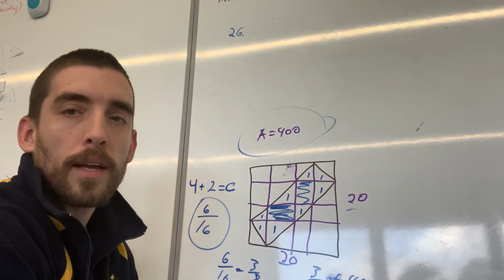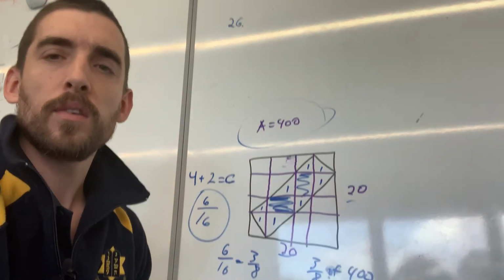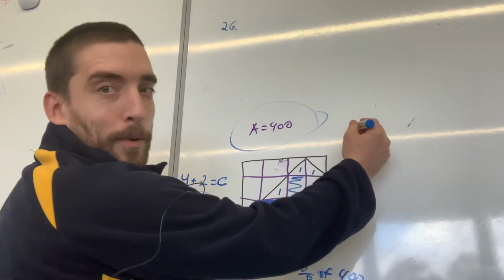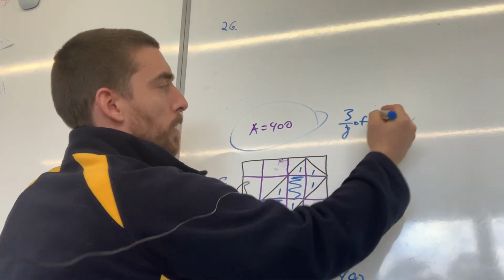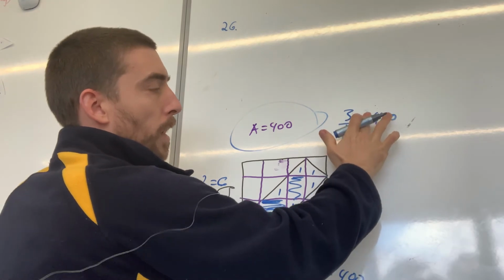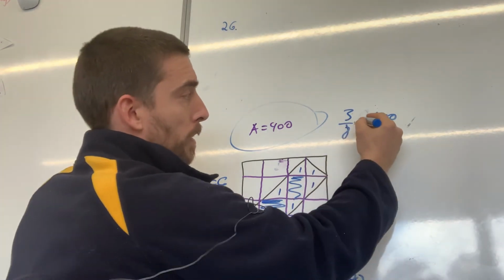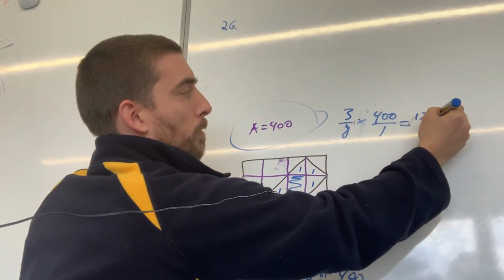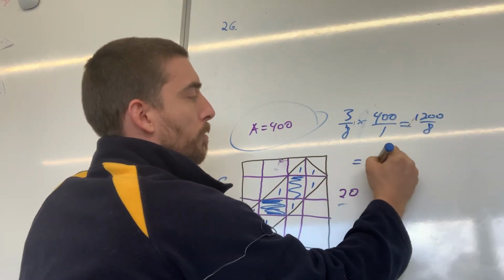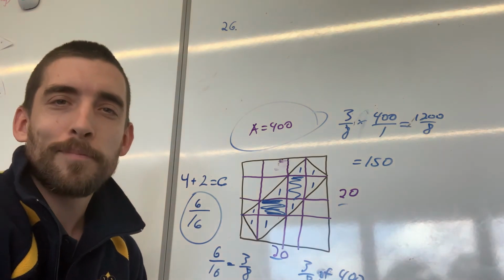And then doing 3/8 of 400, oh, you can't really see that, can you? Sorry, I'll write up here. I'll write over here. 3/8 of 400, when I teach the boys or anyone else how to do this, okay, we know that of means multiply, and a whole number is written over 1, so 1200 over 8 equals 150. And there you go.